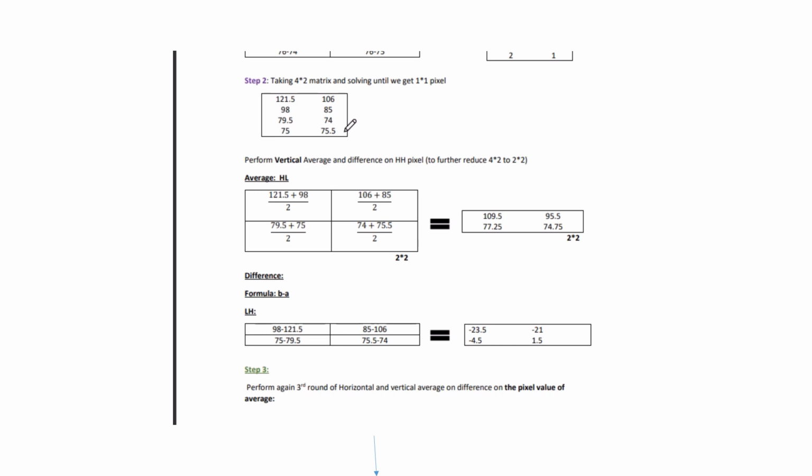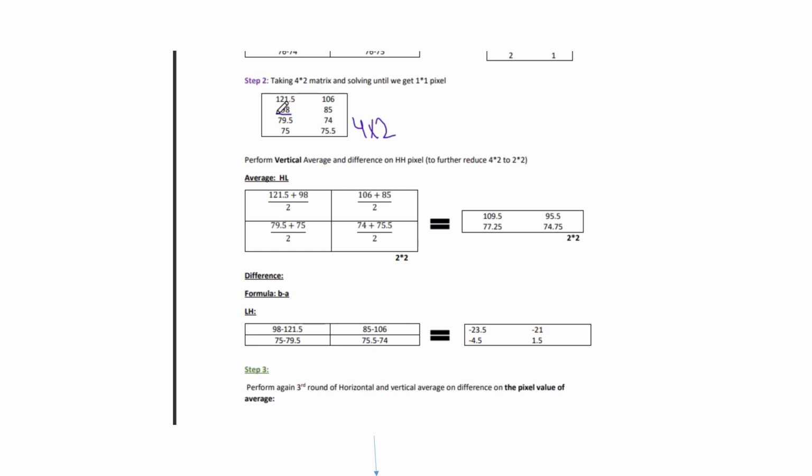Now this is a 4 cross 2 matrix, right? And I said in the first video and also in the second video that if we have a different number of rows and a different number of columns, we are going to perform the vertical functions on it. What are the vertical functions? We are going to take the average and the difference of the values in the vertical direction. So here we have a 4 cross 2 matrix and we are going to calculate the vertical average values and vertical difference values, right?